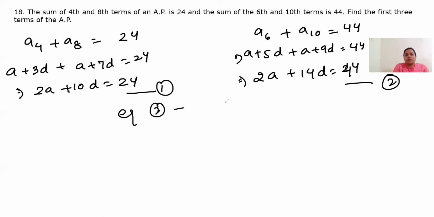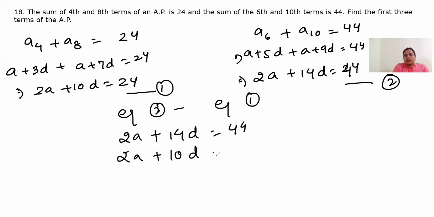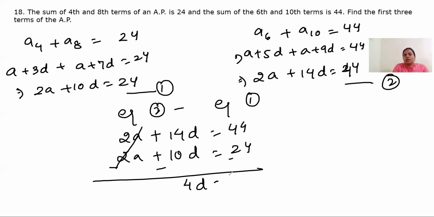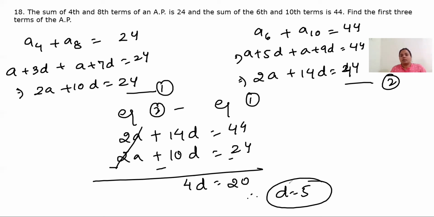I'll do equation 2 minus equation 1. So 2A plus 14D is 44, 2A plus 10D is 24. I have to subtract, and 2A and 2A cancel. This will be 4D is equal to 20. Therefore, D is equal to 5. Fine. Now I have to find A.